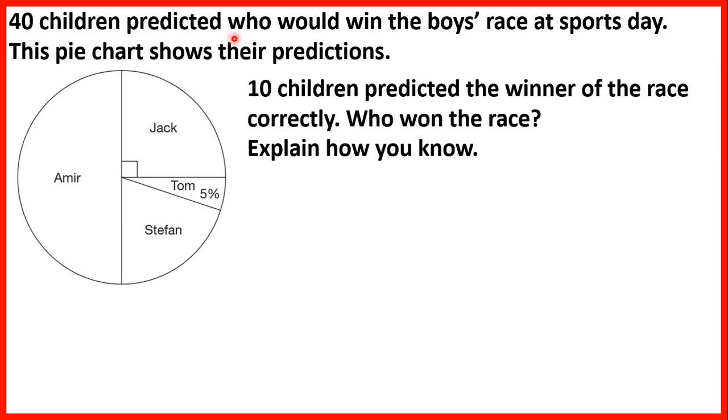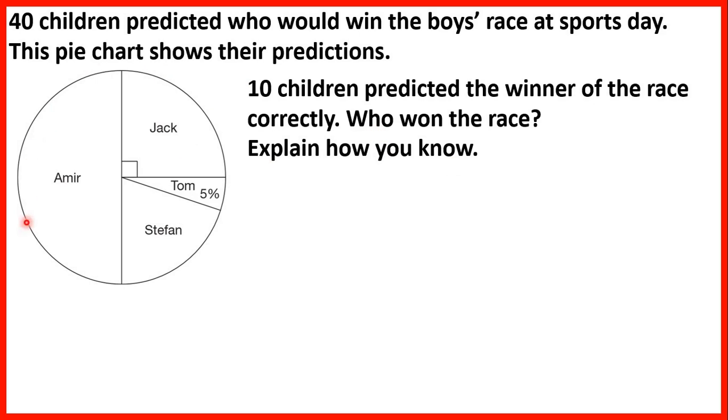40 children predicted who would win the boys' race at sports day. This pie chart shows their predictions. So the pie chart here shows the predictions for 40 children. 10 children predicted the winner of the race correctly. Who won the race? Explain how you know.